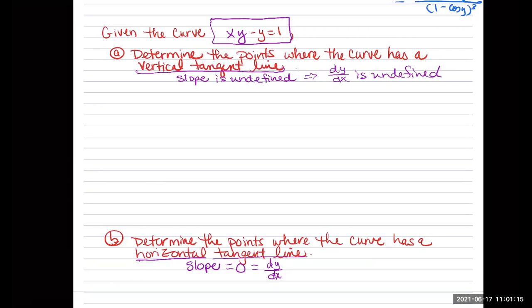All right, so here is our curve, xy minus y equals 1. And we're going to find dy/dx. So I'm going to use the product rule on the left-hand side. So I say the first times the derivative of the second plus the second times the derivative of the first. So all of that is the derivative of the first term. Minus y, I need to take the derivative of that. And the derivative of the right-hand side is 0.